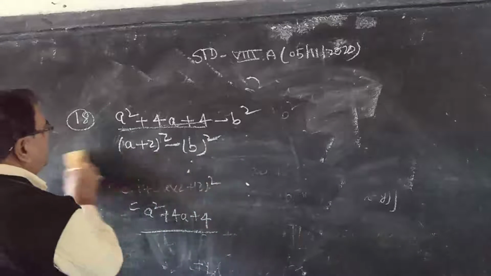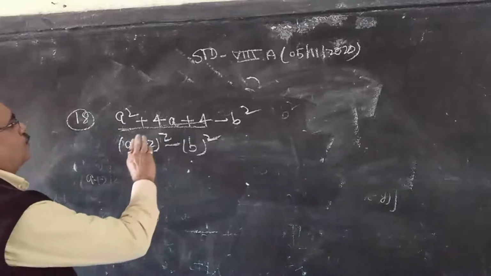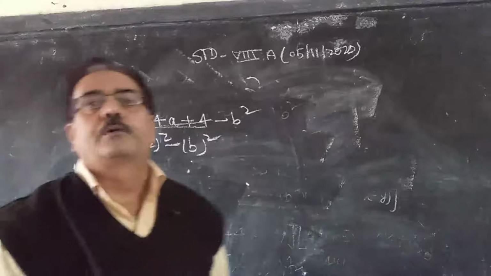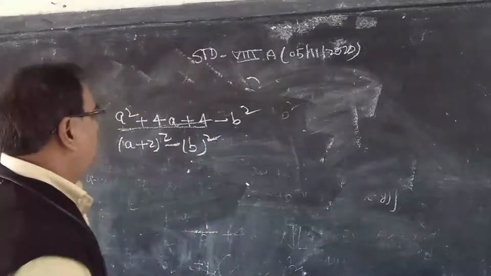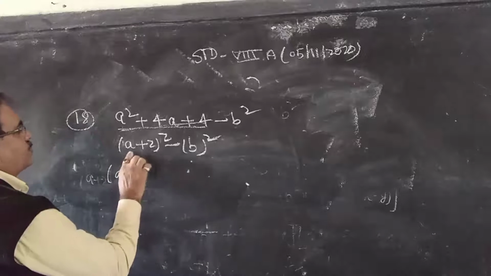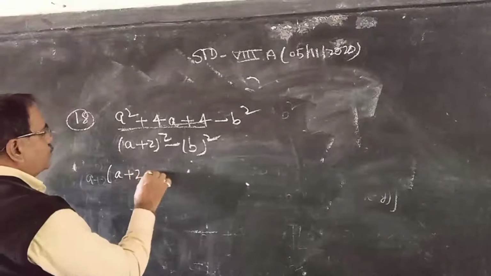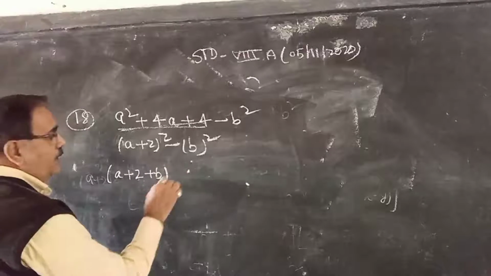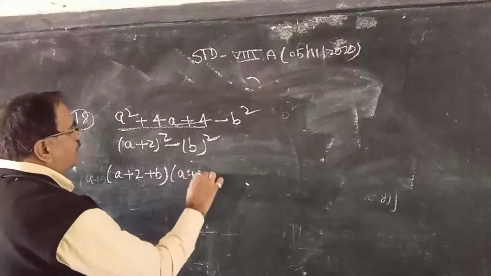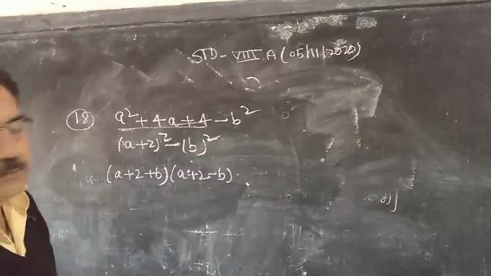So when we write (a plus 2) whole square minus b square, the question is converted into the form a square minus b square. Then write in the result form. In place of a there is a plus 2, in place of b there is b. So a plus b means a plus 2 plus b, and a minus b means a plus 2 minus b. This is our answer.